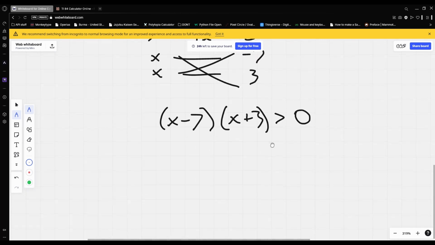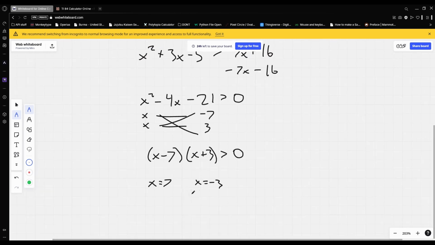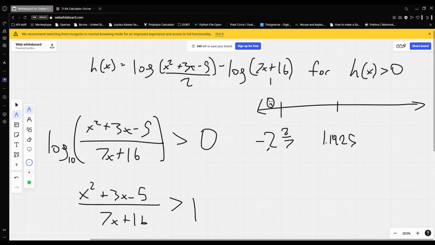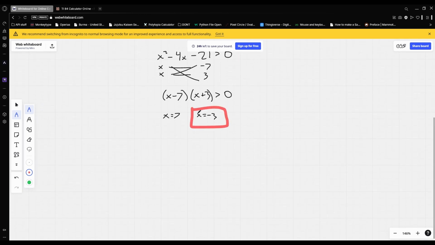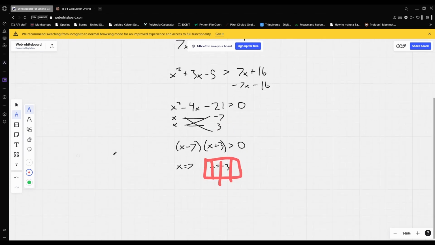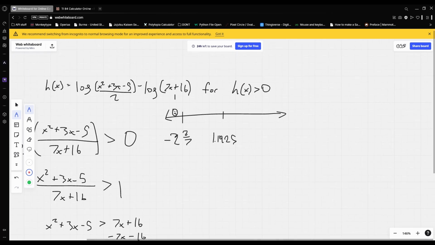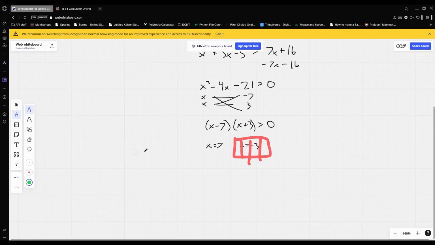So let's solve for each of these. So x plus 3 would equal, x equals -3, and x minus 7 is equal, x equals 7. X equals -3. We don't like that. That's bad. So they get imprisoned in the sad box. How about x equals 7? Yeah, that's fine. We like that.